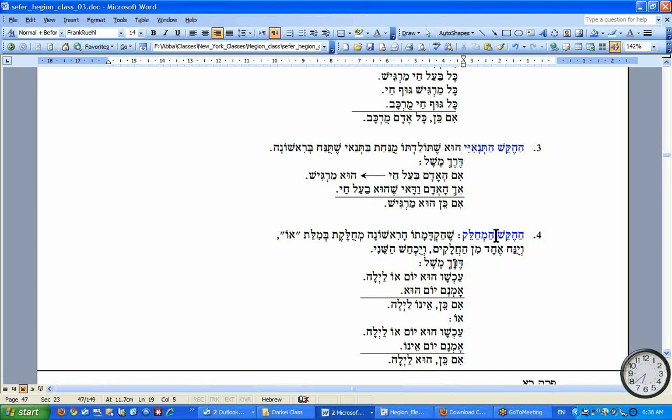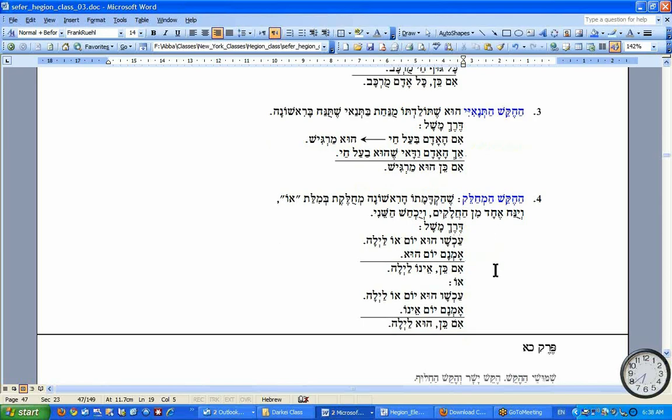Or Akshav hu yom o laila. Amnam yom eino. Im kain hu laila. Now it's either day or night. It is not day, therefore it is night. Okay? So the first one, what he did was affirm one of the parts. I say A or B. Given A, I can conclude not B. Or given B, I can conclude not A. That's an affirmation of one of the two parts.